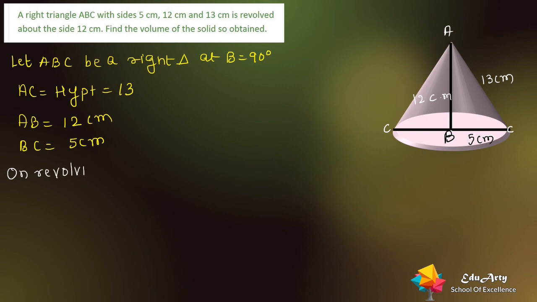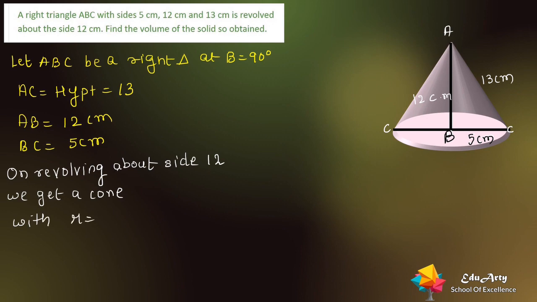ऑन रिवॉल्विंग क्या हो रहा है? ऑन रिवॉल्विंग अराउंड साइड 12, करेक्ट? और अबाउट साइड 12 क्या हो रहा है? ऑन रिवॉल्विंग अबाउट साइड 12, करेक्ट, वी गेट अ कोन। ऑब्वियसली वी गेट अ कोन, करेक्ट? बट उसका क्या है? वी गेट अ कोन, डायमेंशंस लिखेंगे उसके, विथ रेडियस इक्वल टू 5 सेंटीमीटर्स, height equal to 12 centimeters, and slant height equal to 13 centimeters, correct? Now with all this information we can easily find the, what are we supposed to find?